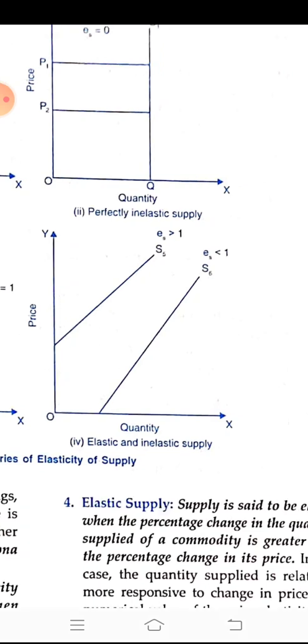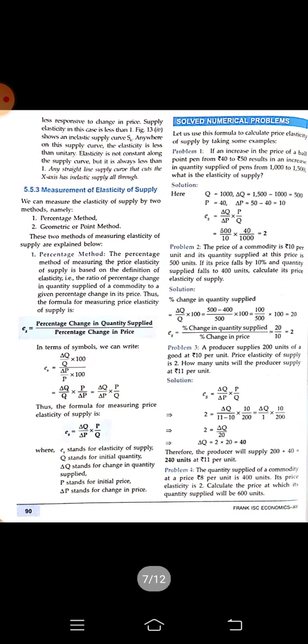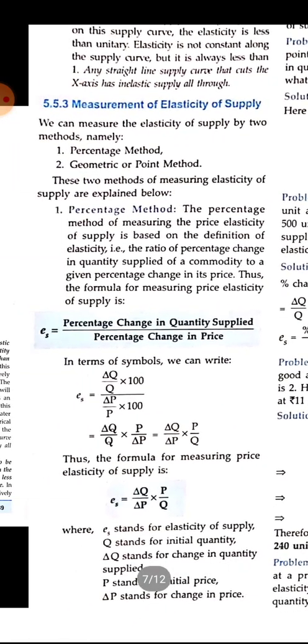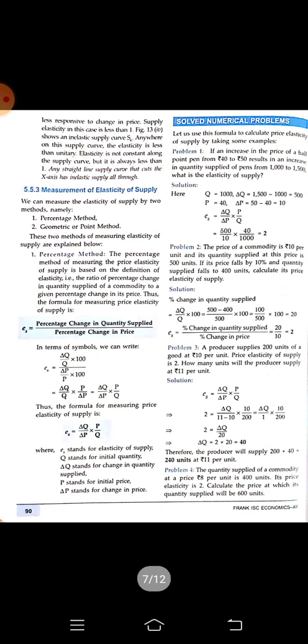How to measure it? Next question comes, how to measure it. Measurement of elasticity of supply can be done in two ways. One is the percentage method, the other is the geometric or point method. Percentage method means the ratio of percentage change in the quantity supplied. That is ES. You can see here is written ES, this formula. ES stands for the elasticity of supply. How are we going to find the price elasticity of supply? With the percentage method, that is percentage change in quantity supplied divided by percentage change in price.